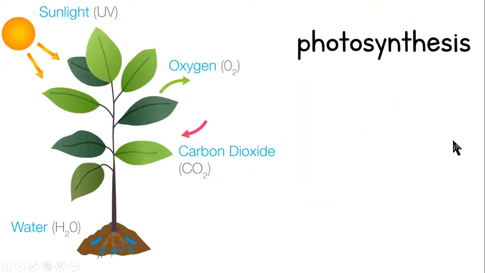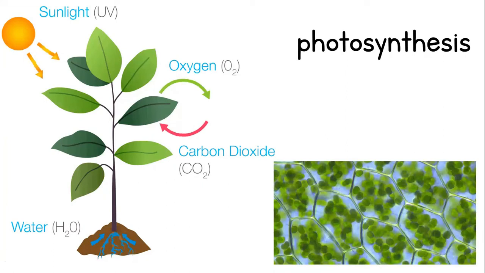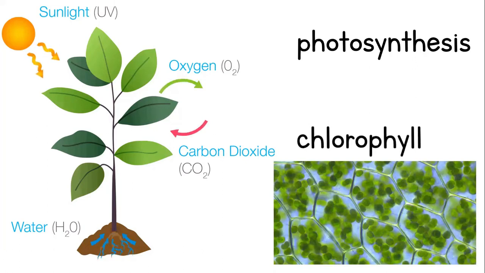Alright, so the process wherein the leaves make food for the tree or for the plant is called photosynthesis. And the natural compound present in green plants that gives them their color is called chlorophyll. Chlorophyll is also called the green pigment. It helps plants to absorb energy from the sun as they undergo the process of photosynthesis.